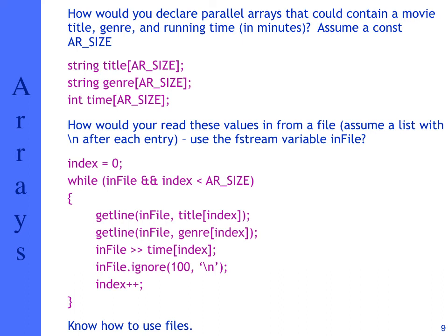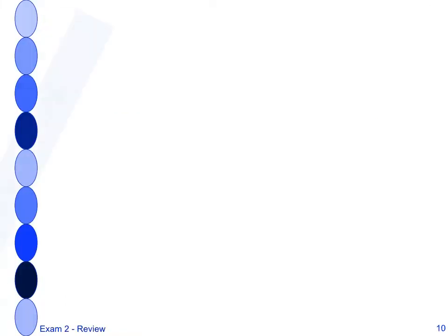And then we have 2 getlines. The first one is for the title, the second for the genre. Then we'll do an extraction for the running time. We have to clean the buffer because on the next round we'll be doing a getline again. So we do ignore, then we increase the index and go back and do it again. Make sure you also review how to use files, how to open and close files, declare, and so on.